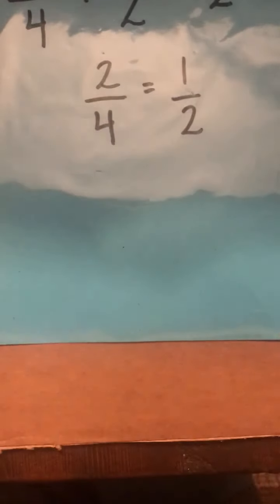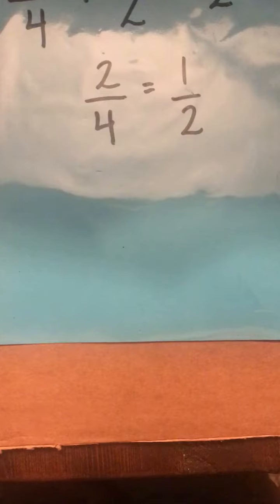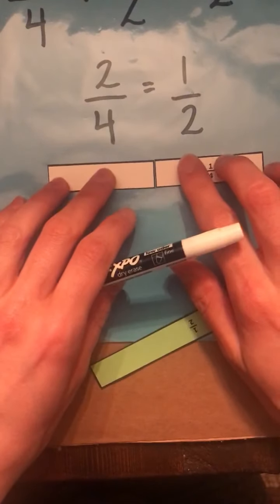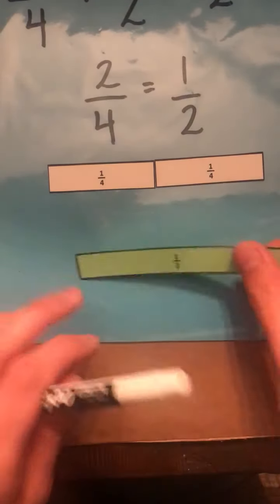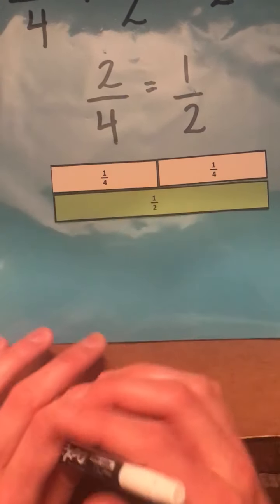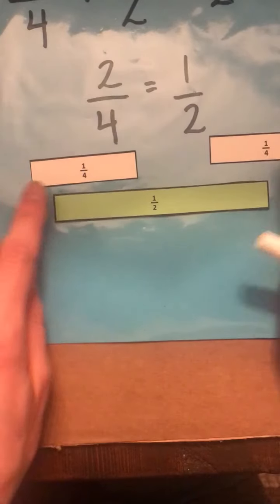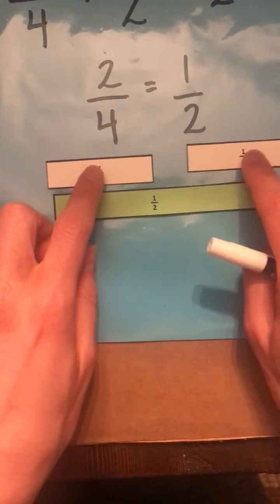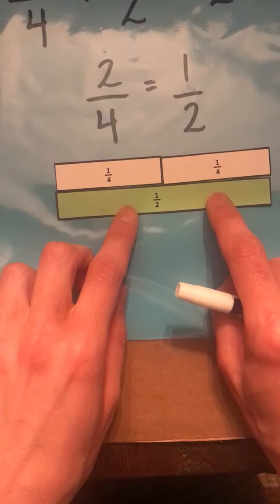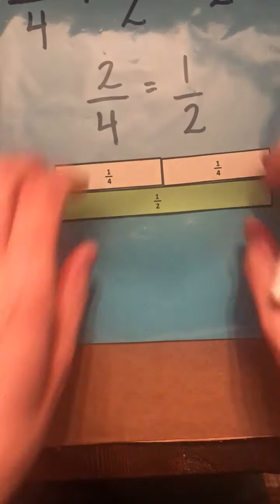And we've actually used this example many times tonight, but we can check it again. So 2/4 is equivalent or equal to 1/2. So even though these pieces are smaller, when we have the 2, it's equal or equivalent to our 1/2.